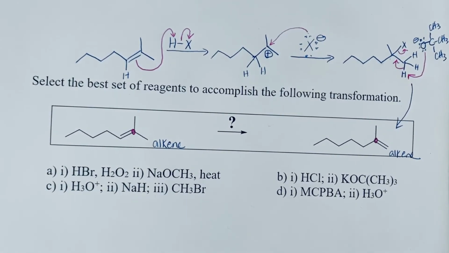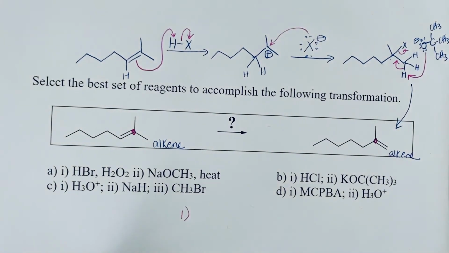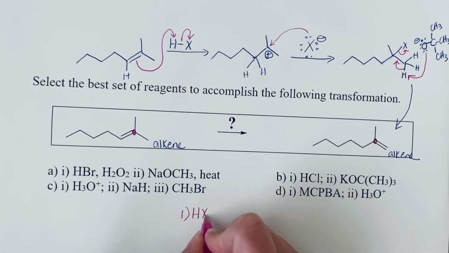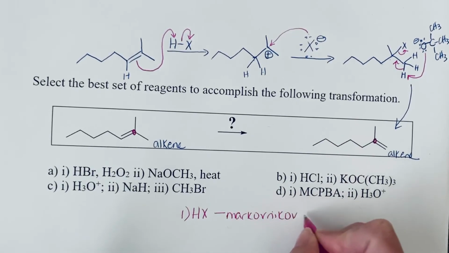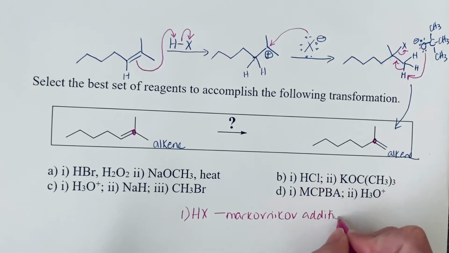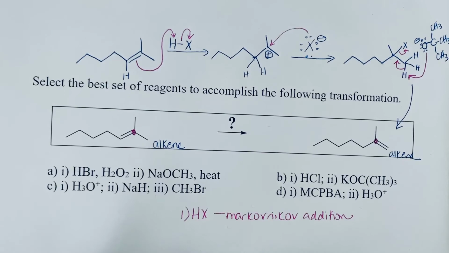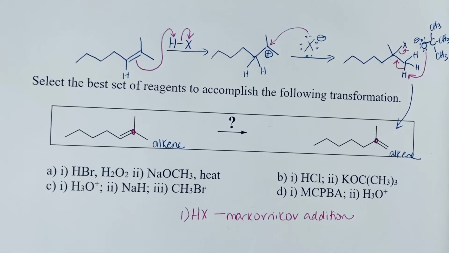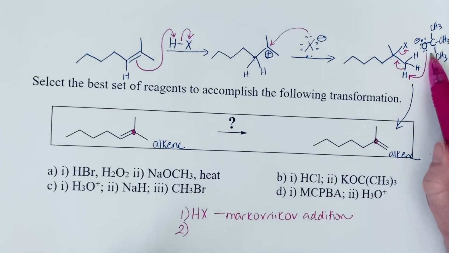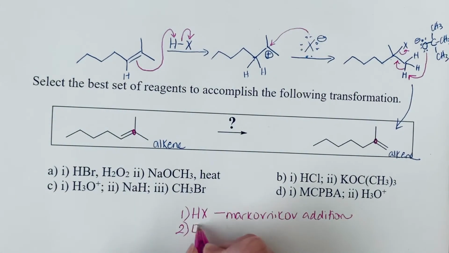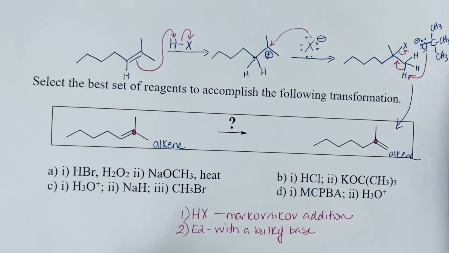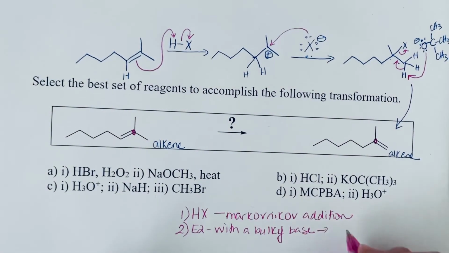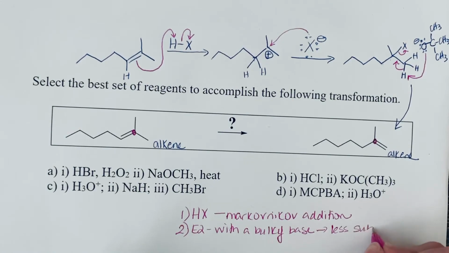So the two steps that we're looking for: in the first step, we add HX, and we want to make sure we add this in a Markovnikov fashion. HX could be something like HCl, HBr, or HI. Then in a second step, we said we want to use a large bulky base in an E2 reaction. The reason we're using that large base is so that we can form the less substituted alkene.